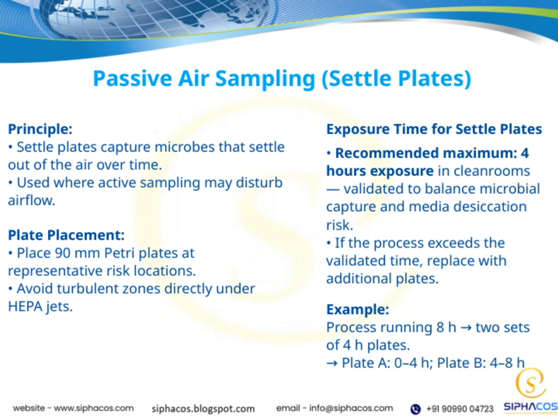When placing plates, make sure to position 90mm Petri dishes at locations that represent the risk areas in your cleanroom. Be cautious to avoid turbulent zones, particularly directly under HEPA jets, because airflow can influence where microbes settle and lead to inaccurate readings. Overall, settle plates are a simple yet effective way to monitor microbial contamination passively, provided we place them correctly and adhere to proper exposure times.